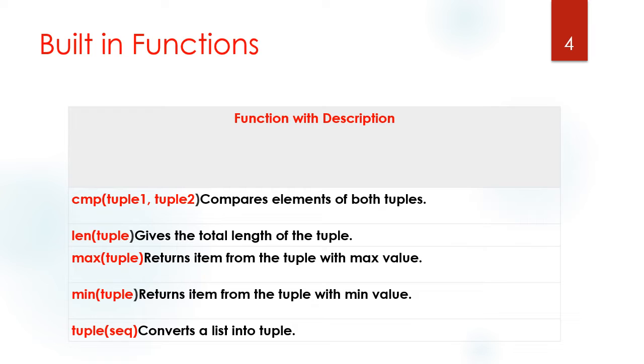len(tuple) gives the length of the tuple. max(tuple) returns the item from the tuple with maximum value. min(tuple) returns the item of the tuple with minimum value. tuple(seq) converts a list into a tuple. So this method is used to convert, where seq is a list, we can convert that list to a tuple.